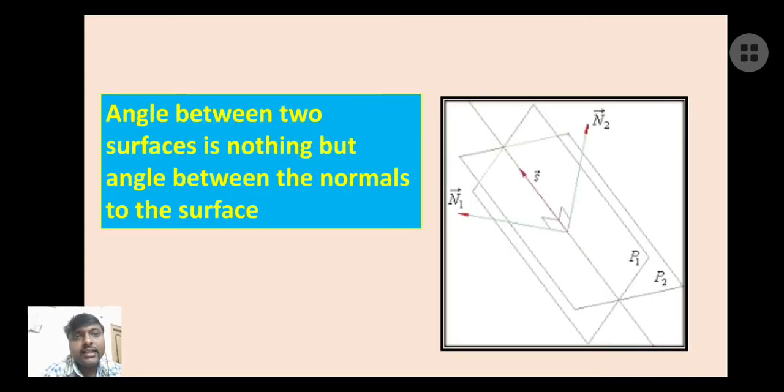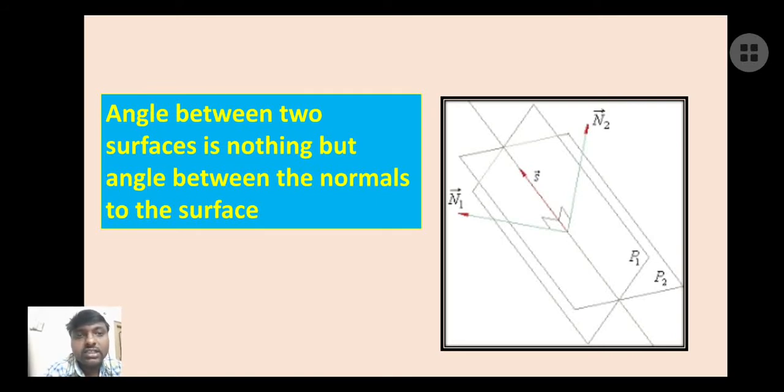Now I define the angle between the two surfaces. The angle between the two surfaces is nothing but the angle between the normals to the surfaces. See here, I try to explain this in the given diagram. I can take two surfaces P1 and P2 and try to find the angle between them. For calculating the angle between the two surfaces, it is enough to calculate the normal vectors.